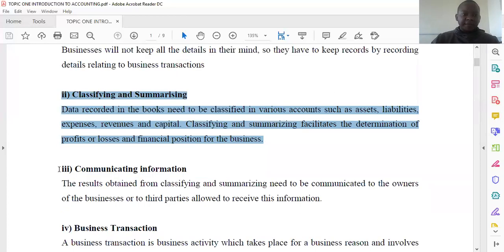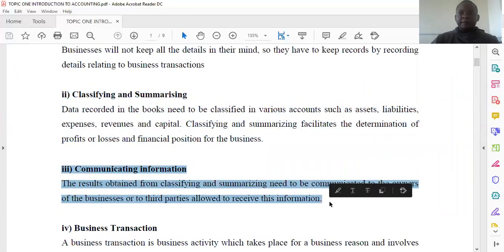The other key element is communicating information. So the reports derived from classifying and summarizing business transactions are communicated to the various interested persons, the stakeholders of the business, or in this case, we refer to them as the users of financial information. So people like the owners of the business, the suppliers, the lenders, the banks, the customers, and the general public. They are all in need of the financial information of a business. And accounting comes in to provide that information: information on profitability and information on the financial position of the business.